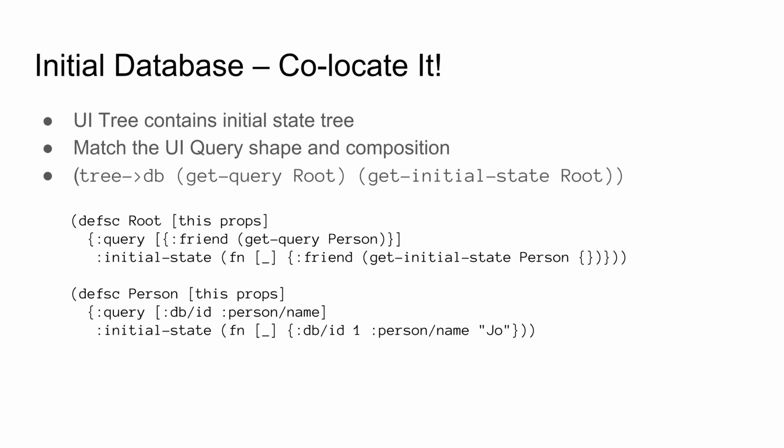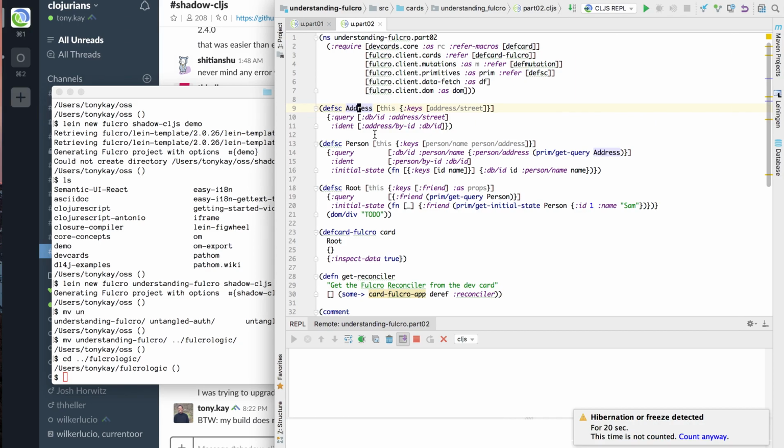And so here we're showing two components. We've got a root with a query of friend whose initial state is just a map whose friend key gets the initial state from the person component, and the person component has some initial state that just defines some data for a person. So if we run that tree to DB algorithm that we just walked through a moment ago, we'll end up with a normalized database. So that's where we can demonstrate this briefly here.